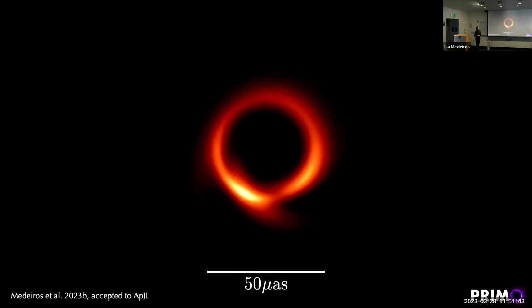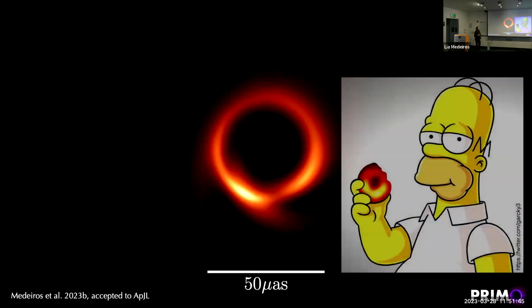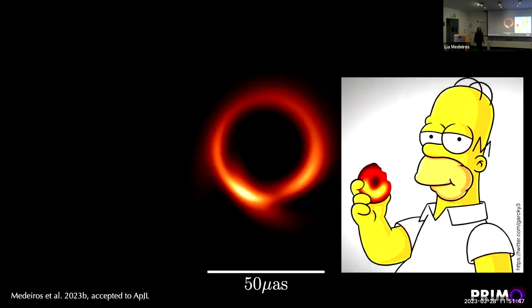Okay, so I've also had some fun with this. When the first M87 result came out, there were so many memes and so many things, right? And so I'm really solving the world's most pressing problems by making sure that Homer Simpson is going to remain healthy for years to come with a skinnier donut. Yes, you have to have fun with your research as well, right?